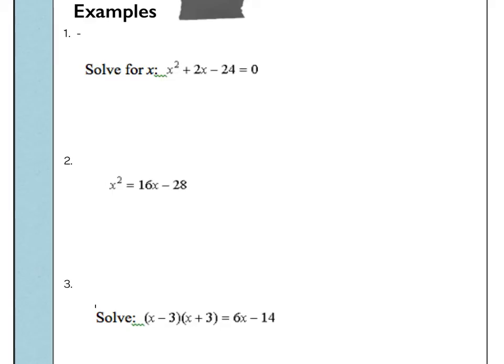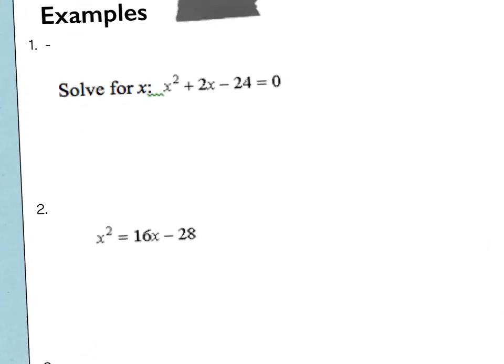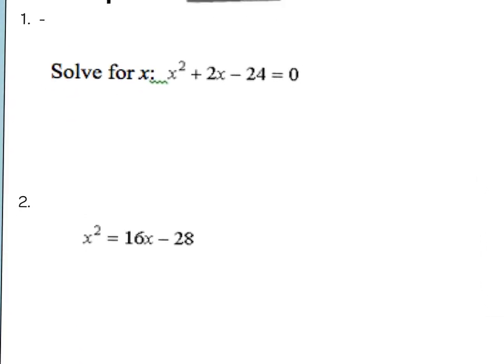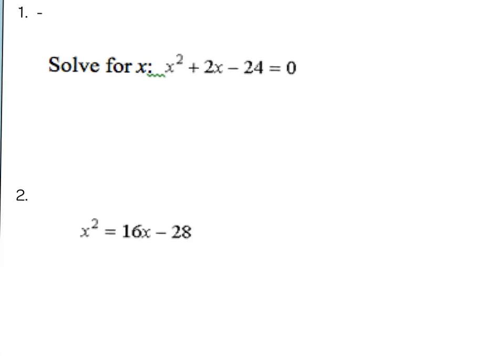Look at example number 1. So example number 1 says, solve for x: x squared plus 2x minus 24. So this is already on one side and 0 on the other, so we're already ready to start. So we can immediately go and start x factor. And again, x factor says it has to multiply to negative 24 and combine to 2.